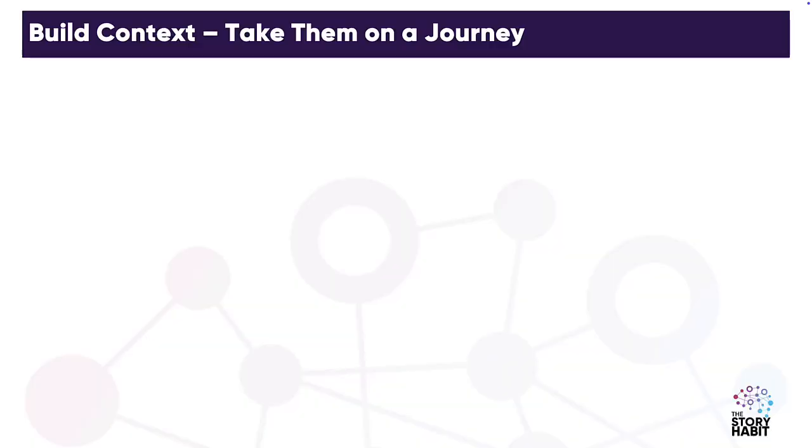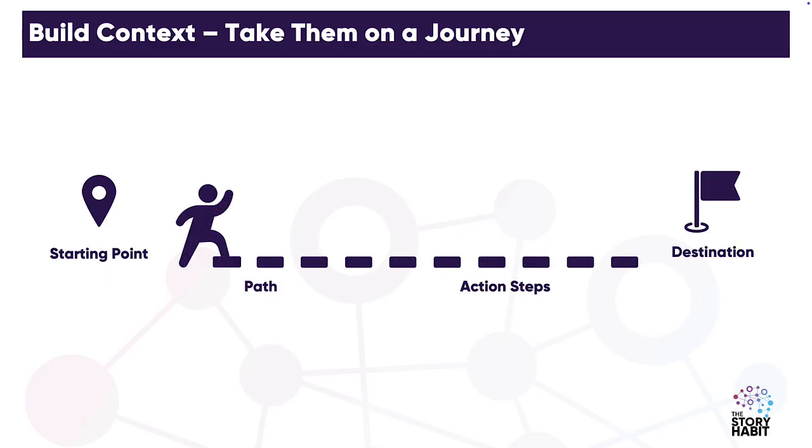Now, a simple way of thinking about context is that it's like a journey, and you need to take your audience on a journey. A journey has a starting point, and it has a destination. It has a path from here to there. It has action steps along the path, and it also has a purpose for going from here to there. And if we can explain each of these individual elements, then we can put things into context for our audience, and they can see how all the details fit into the bigger picture.